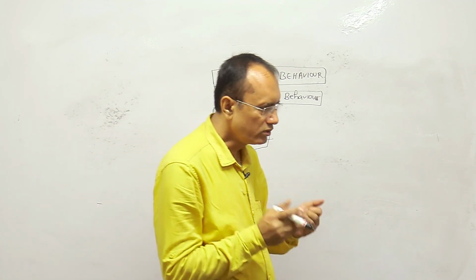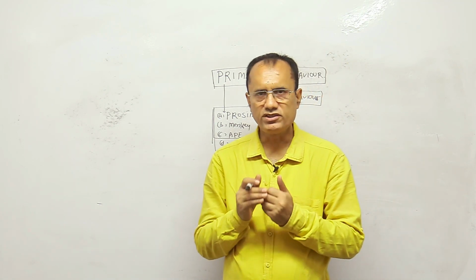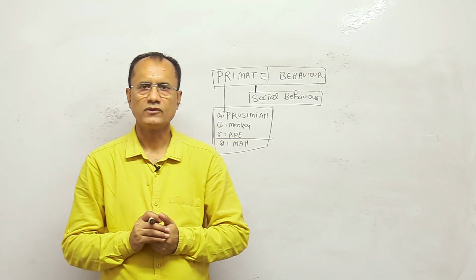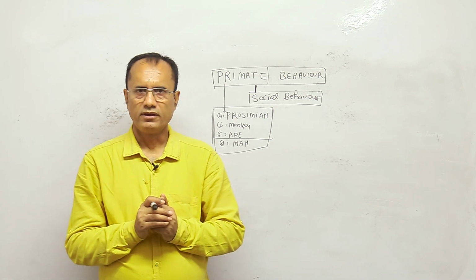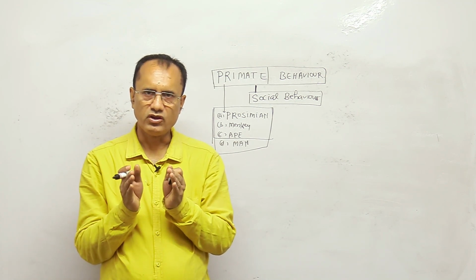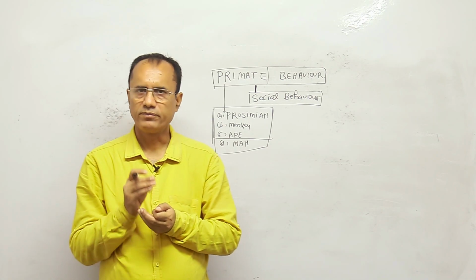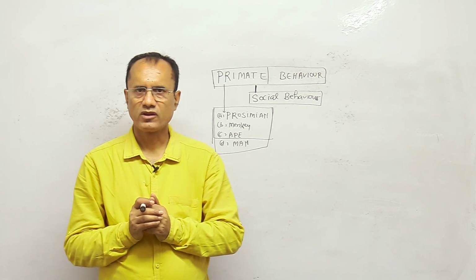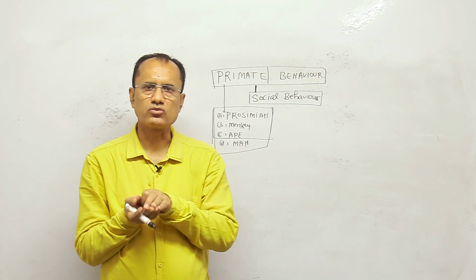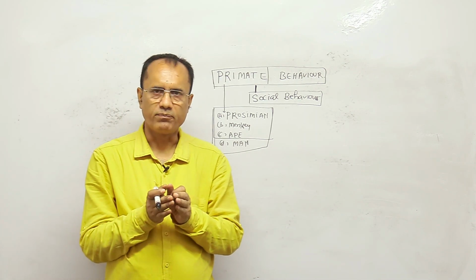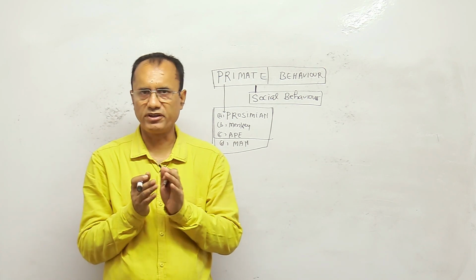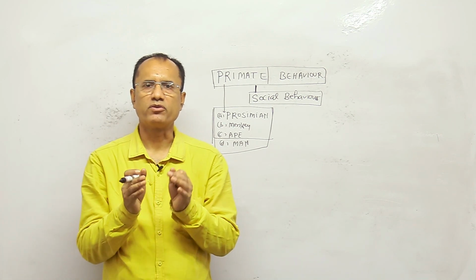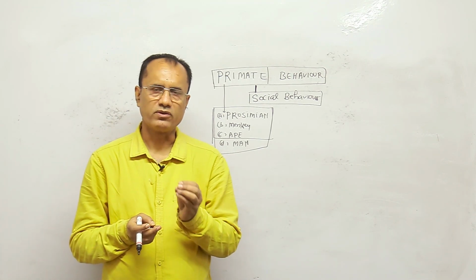Because we know that ape or chimpanzee is our closest relative. Human evolved from ape. So if human evolved from ape, and there is close similarity between human and ape on the basis of physical features, genetic material and fossil remains, there must be some similarity in social behavior between human and ape, between human and monkey, and between human and prosimian. So primatologists try to understand the evolution of social behavior of human beings on the basis of the study of social behavior of non-human primates.